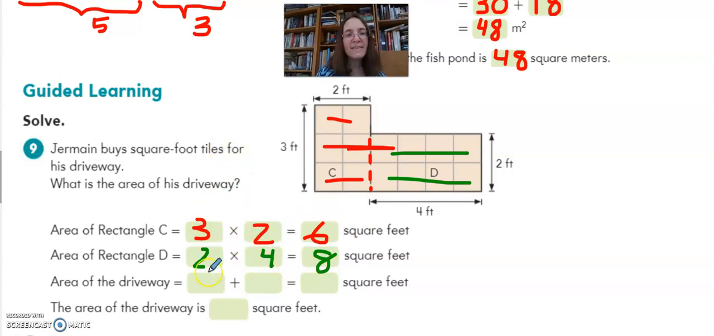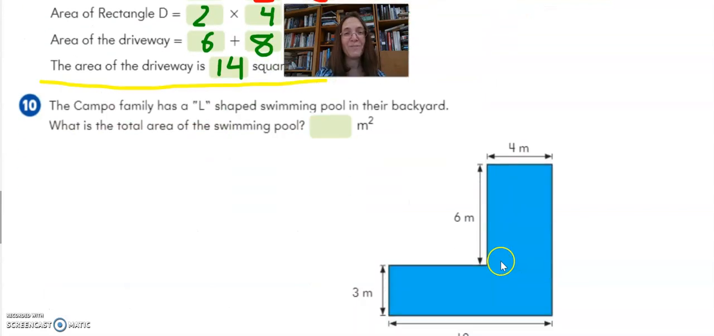So if I add these together, it would be 6 plus 8 equals 14. And then once again, they're breaking this into microsteps for you. The area of the driveway is 14 square feet. They are also trying to remind you that a super good strategy in math is to write your answer to word problems in the form of a complete sentence. So that's another reason why they have that there.